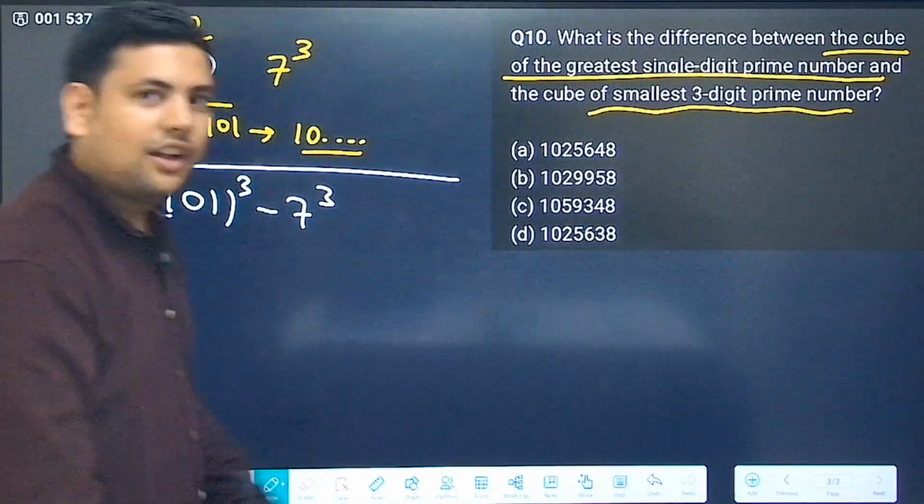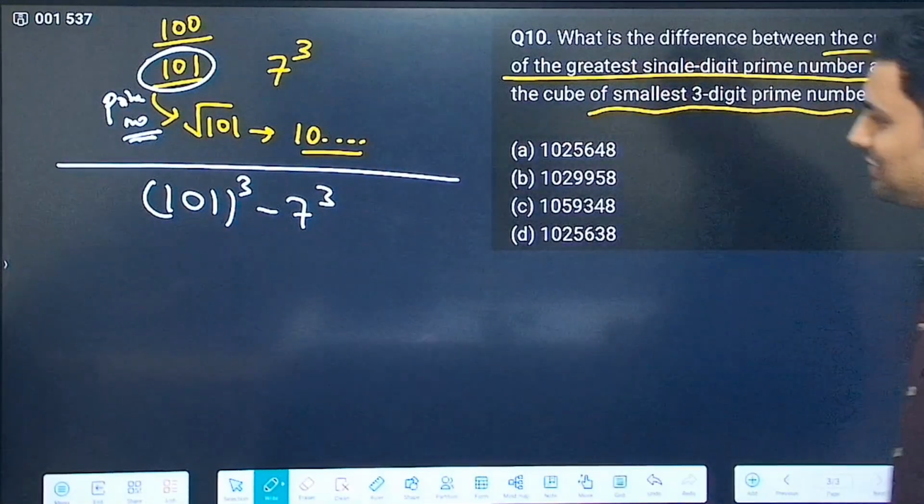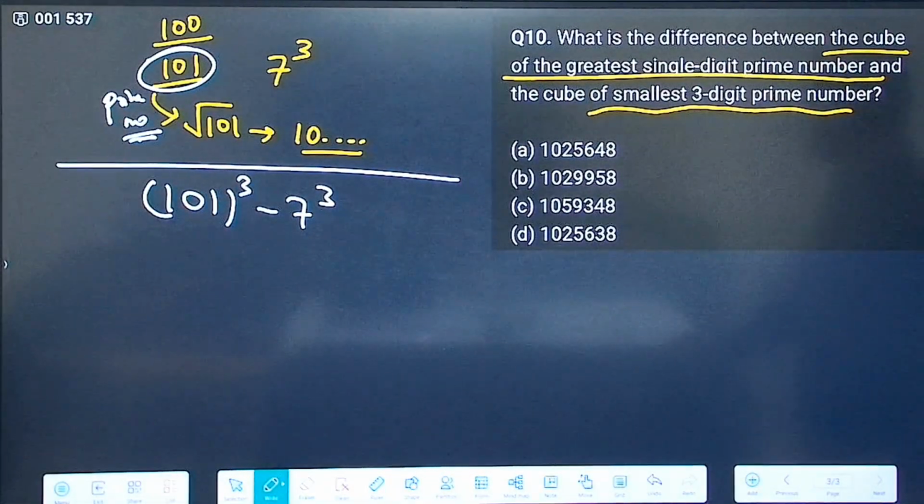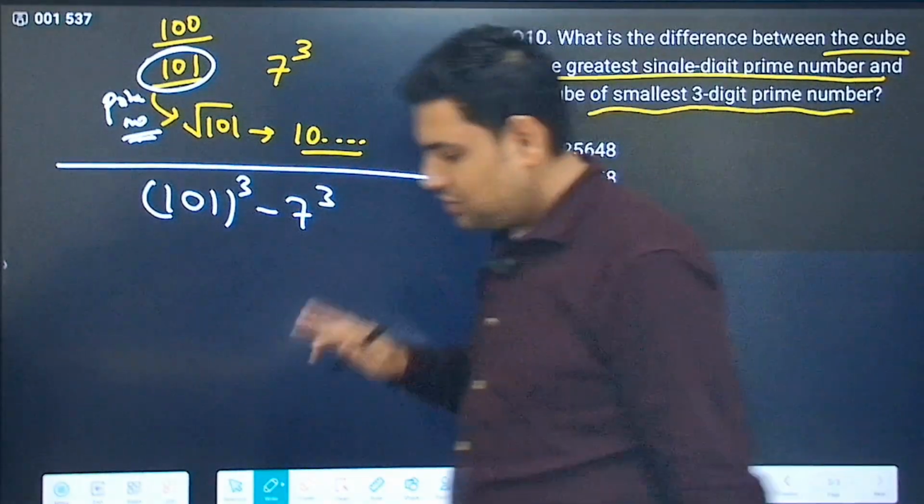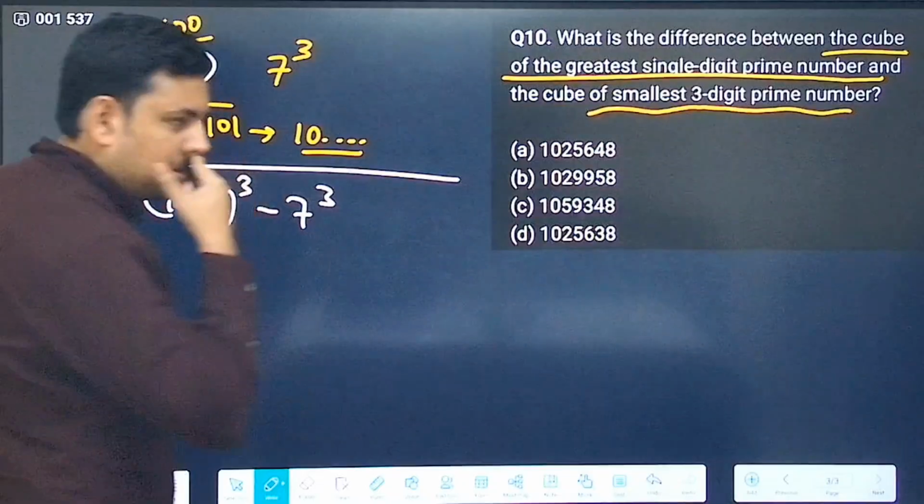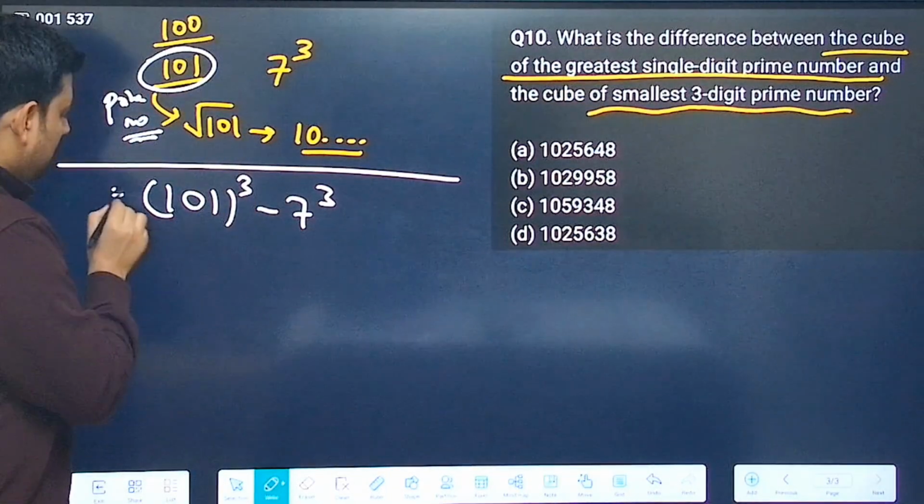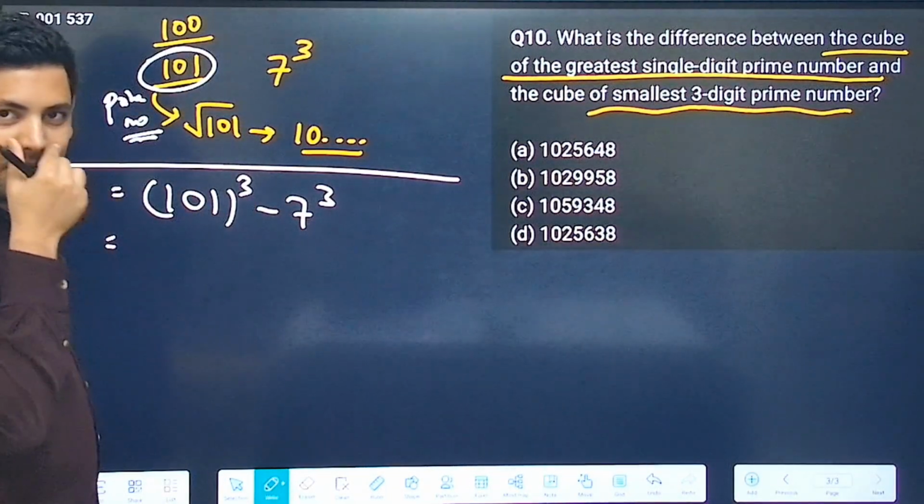This is the question: 101 cube minus 7 cube. Now, see, one thing, you can find out the value and then do it. So let's do it using that also. 101 cube, can you find out?